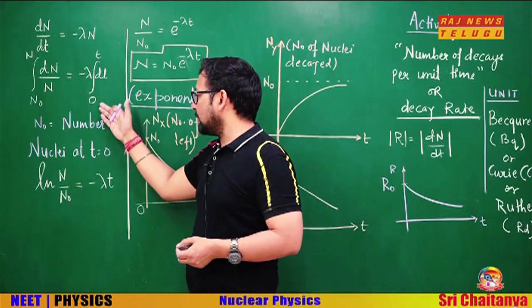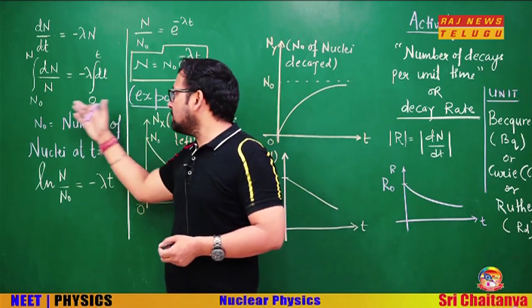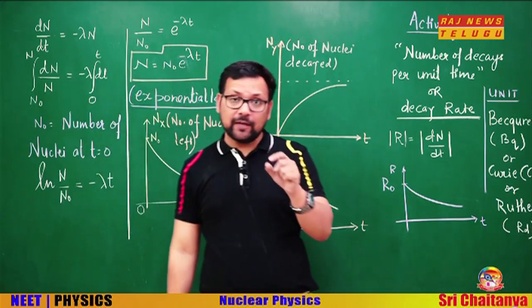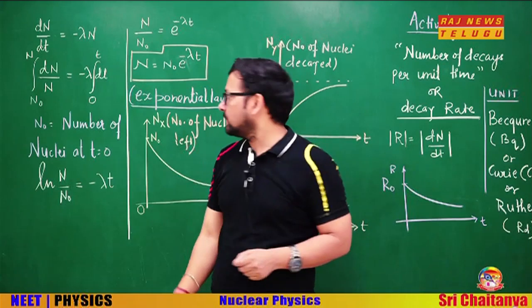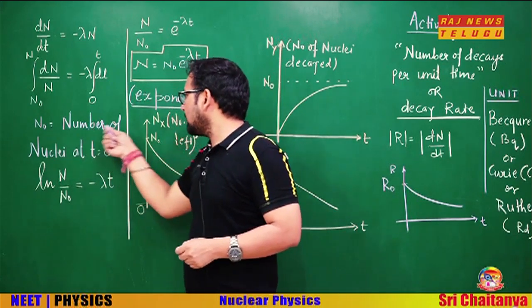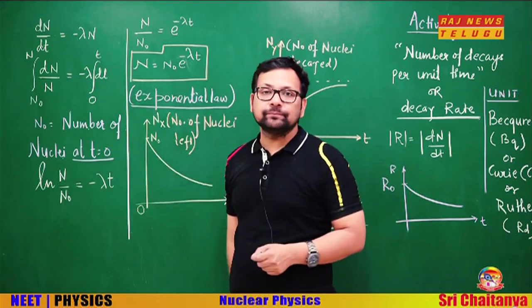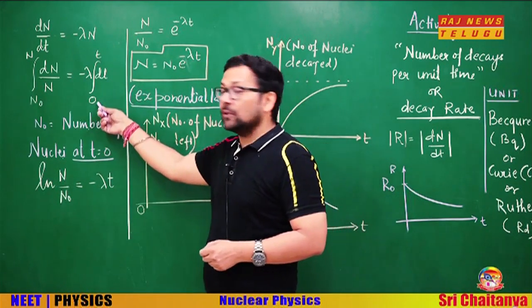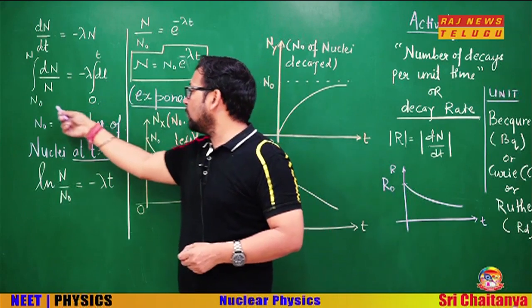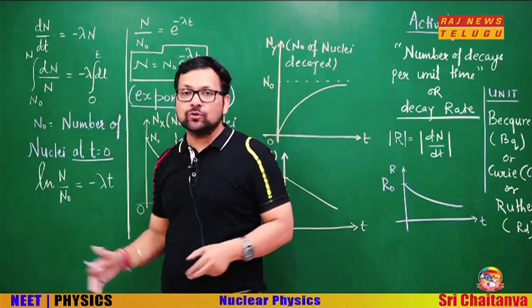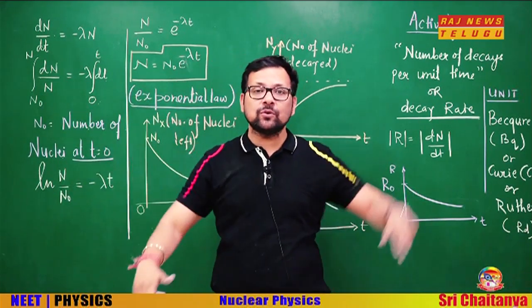At t equal to 0, suppose the number of radioactive nuclei present was N0. What is N0? The number of nuclei at t equal to 0. So t is 0, the lower limit for dt, and the lower limit for dN is N0. So let's start at t equal to 0, N equal to N0.